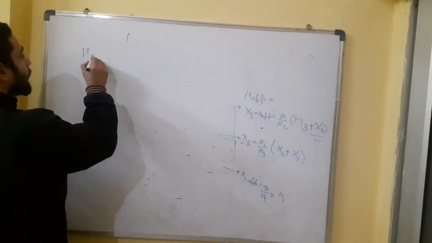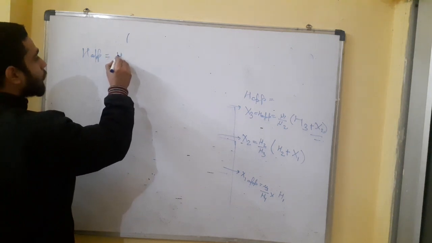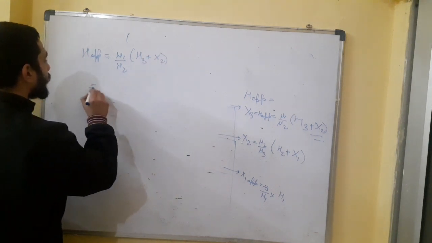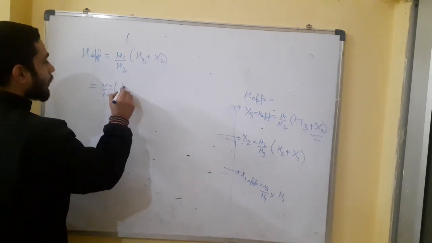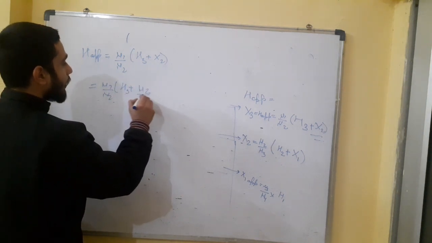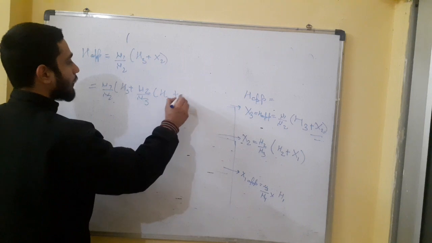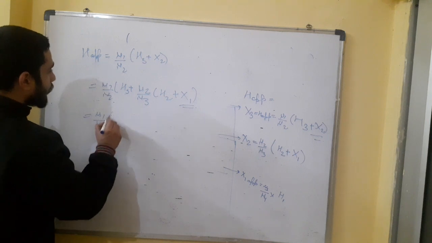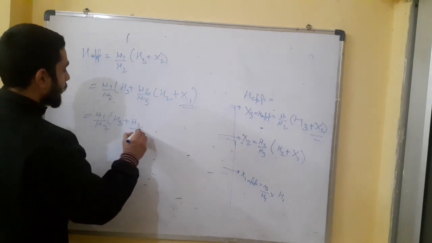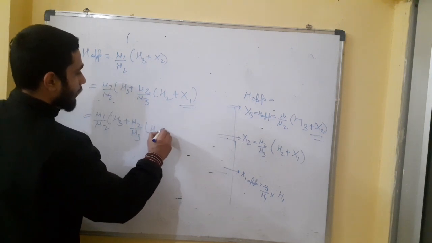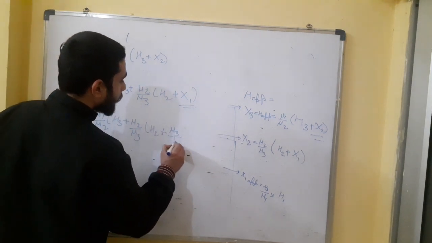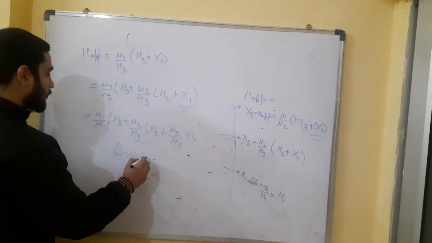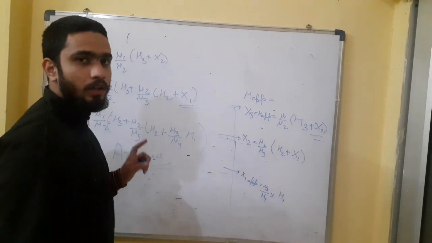So what is this h apparent? It is mu1 by mu2 into h3 plus x2, which equals mu1 by mu2 into h3 plus mu2 by mu3 into h2 plus x1, which equals mu1 by mu2 into h3 plus mu2 by mu3 into h2 plus mu3 by mu4 into h1. So this is the final result.